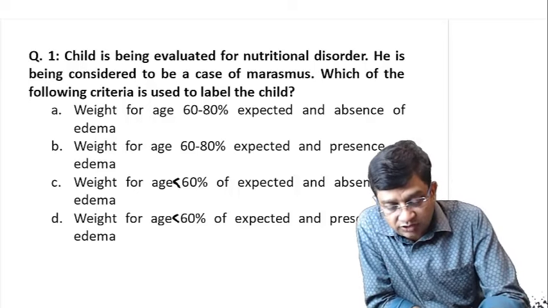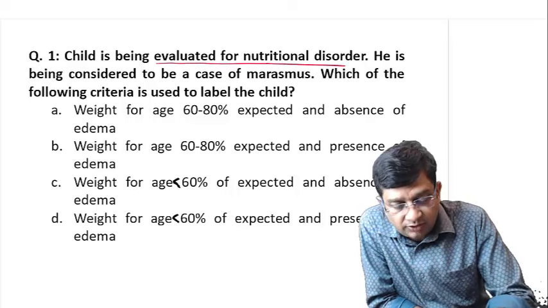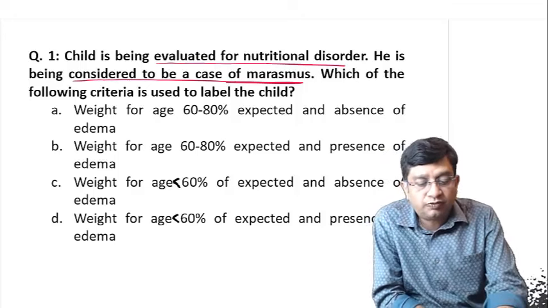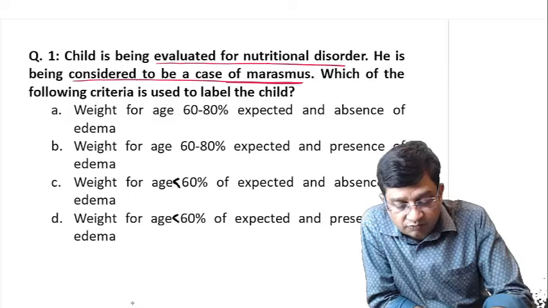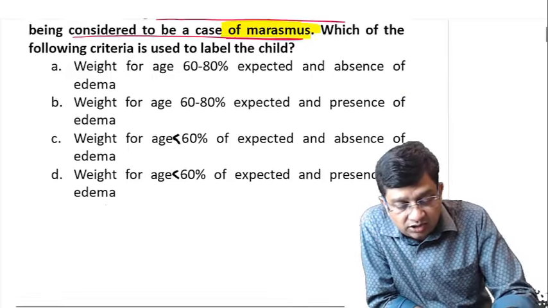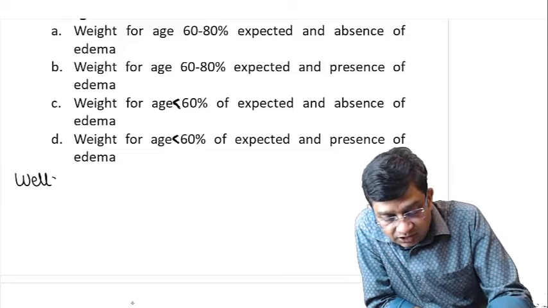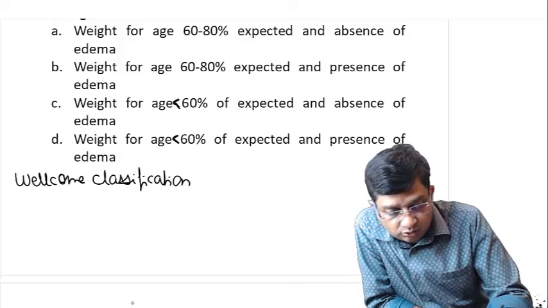So the first question says, a child is being evaluated for nutritional disorder. He is being considered to be a case of marasmus. Which of the following criteria is used to label the child? Here you are asked for the criteria for marasmus, and in this we remember the classification called the Wellcome classification. Now the Wellcome classification is based on two things.